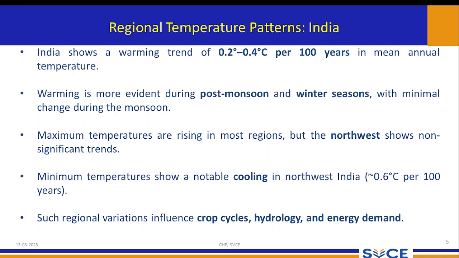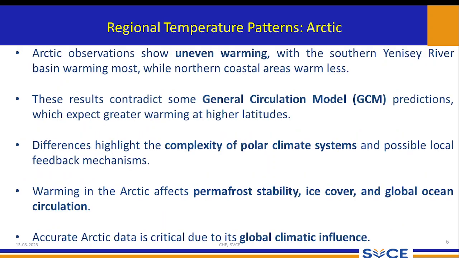Such regional variation influences crop cycle, hydrology, and energy demand. Crop cycle, as I told you, if the climate is changing, the farmers cannot predict the climatic condition, so they do not know what type of crops need to be cultivated at that particular time. Because the plantation depends on the climatic condition as well as the rainfall, the precipitation. So hydrology is very important, and also the energy demand. Seasonal regional variation influences the crop cycle, hydrology, and the energy demand.